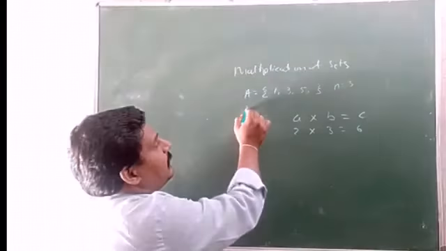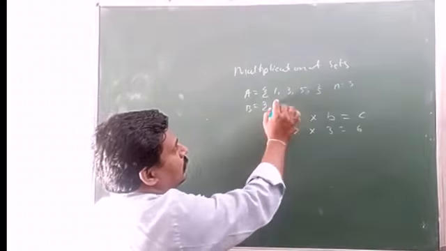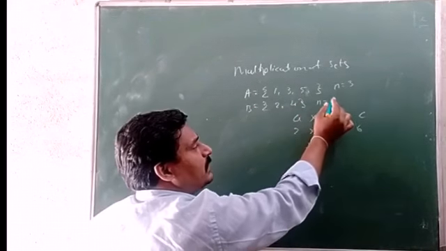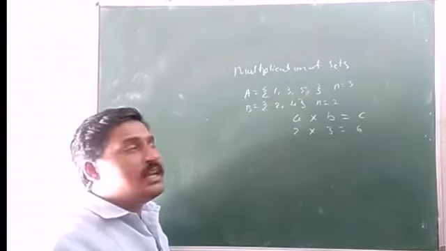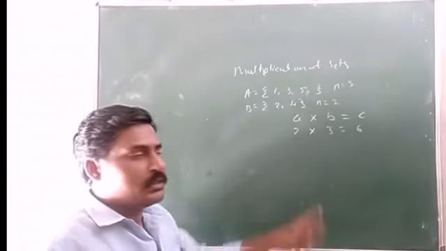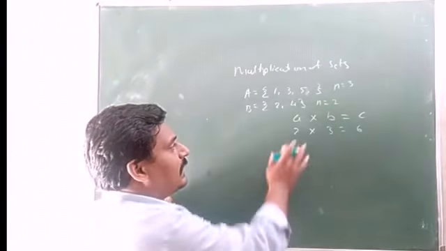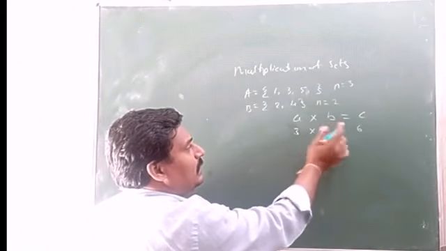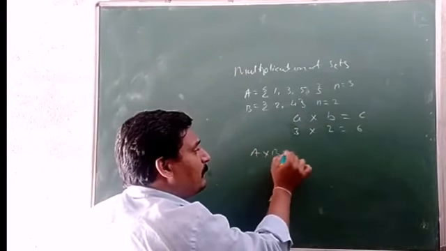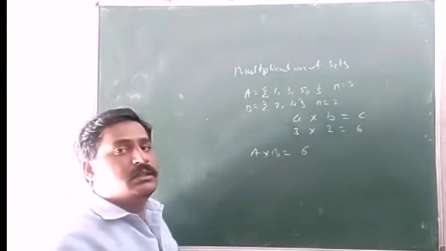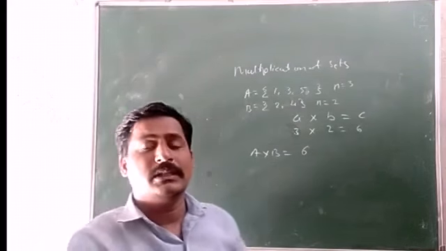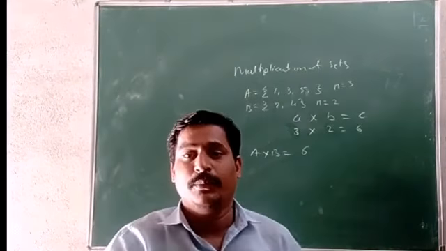Suppose set B has 2, 4. So here the number of elements or objects in B is 2. Then when we multiply set A and set B, where set A has 3 and set B has 2 objects, set C, that is A into B, must have 6 elements. So how do we get 6 objects in A into B there?